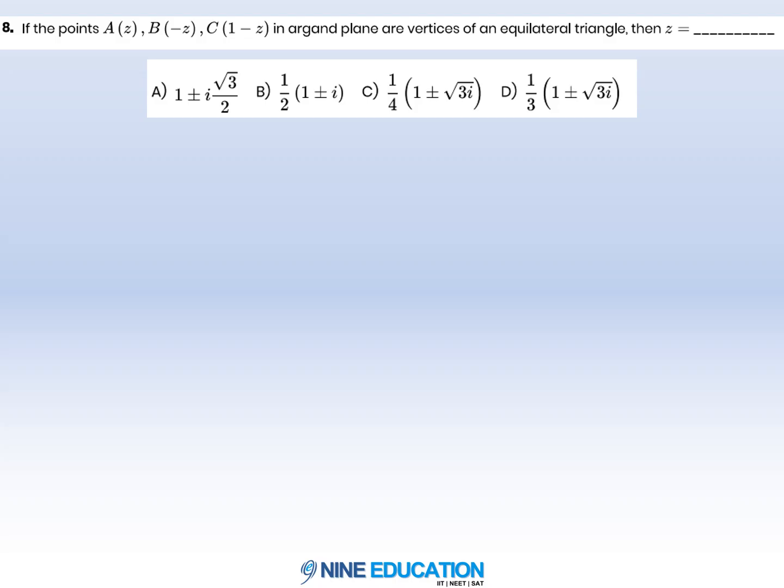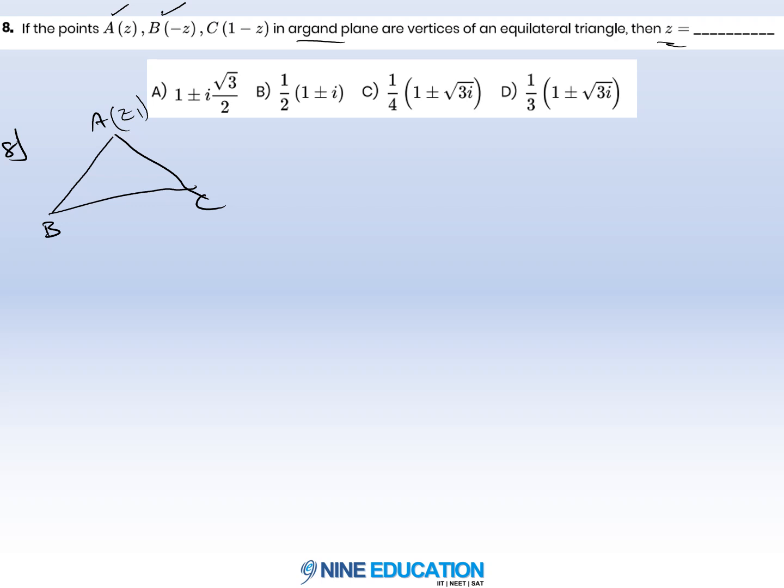Let's discuss question number 8. The points A, B, C in the Argand plane are vertices of an equilateral triangle. The vertices of the equilateral triangle are given as A, B, C. Now we need to find the Z value in this. That means somehow we need to generate some equation in terms of Z. So we have a direct result for this.